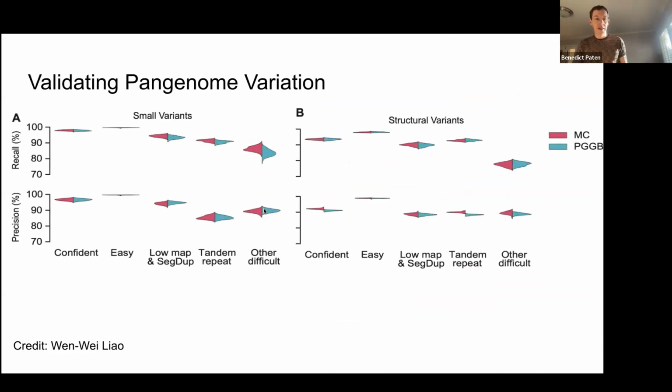We did a lot of work in the initial paper to validate the structural variation. I'm not going to go through that now, but just to say that we were able to show a high level of concordance between the variations that we discovered by our pan-genome alignments and existing knowledge of this kind of variation.